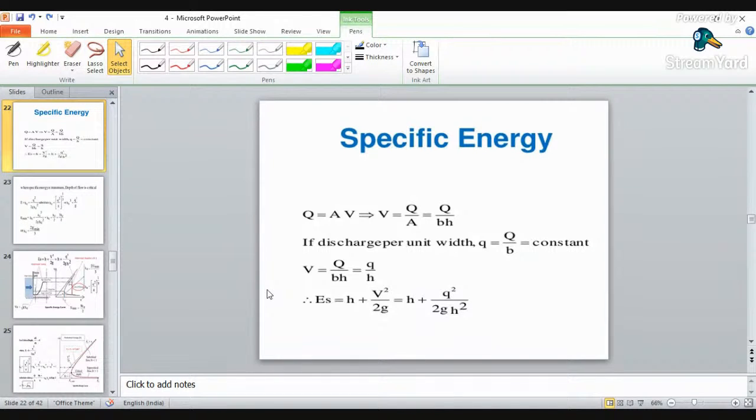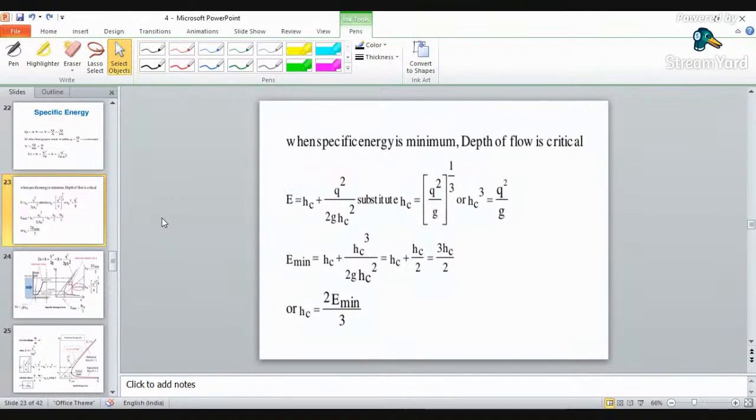So here we have replaced your discharge as discharge per unit width, that is small q, and you are getting an equation for specific energy as H plus q square by 2g into H square.